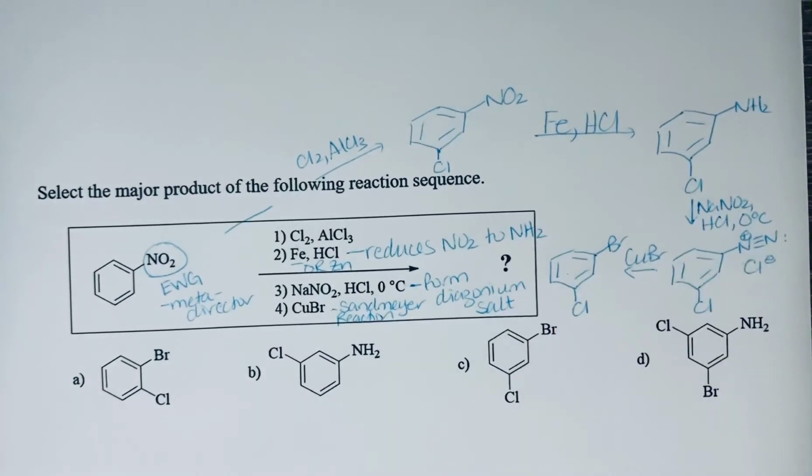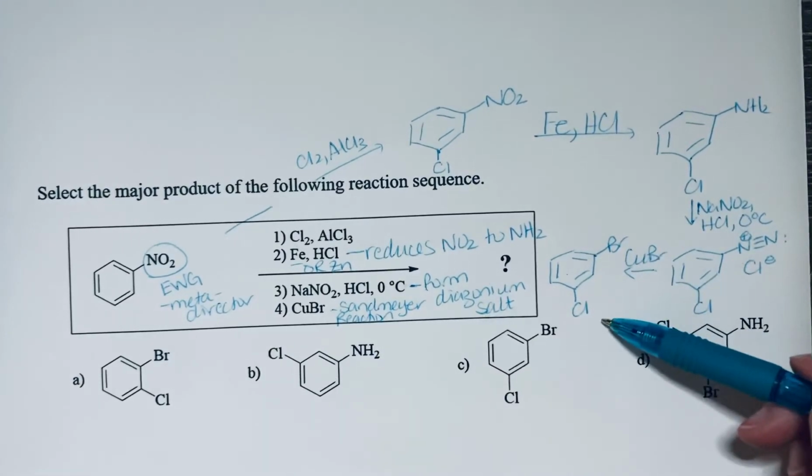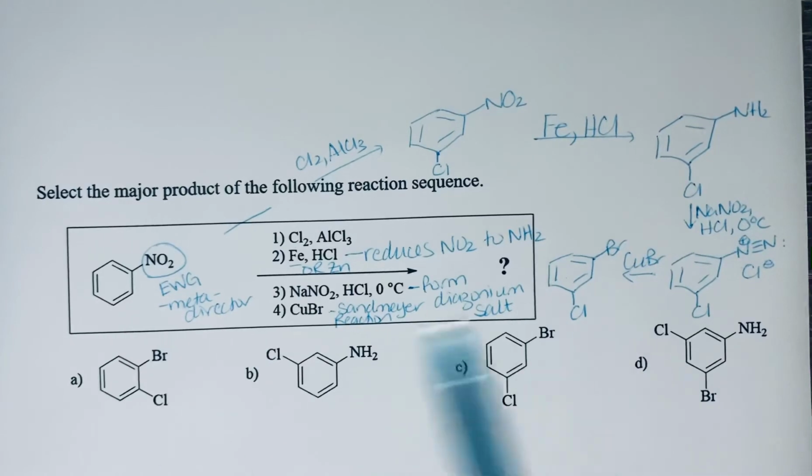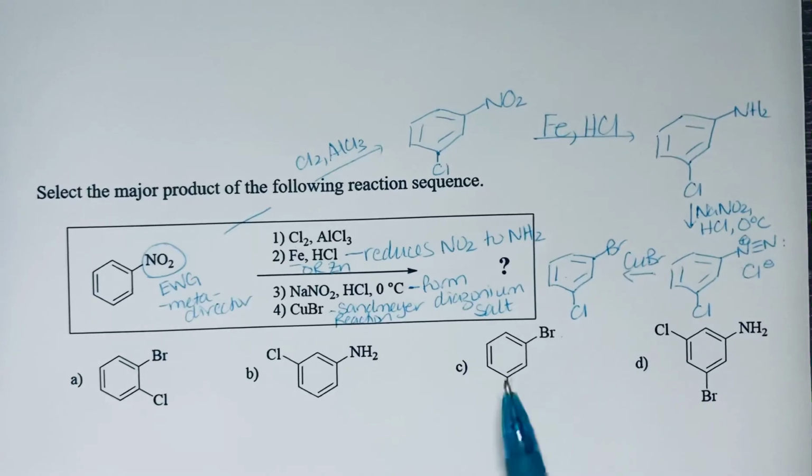Right? So that we end up with the chlorine and the bromine meta to each other, which is an interesting result. If we were to try to just straight do this from benzene, we would not be able to get chlorine and bromine meta because they're both ortho-para-directors. So this gives us access to a compound that we wouldn't otherwise be able to make. And in terms of selecting our response, this is the same as C.